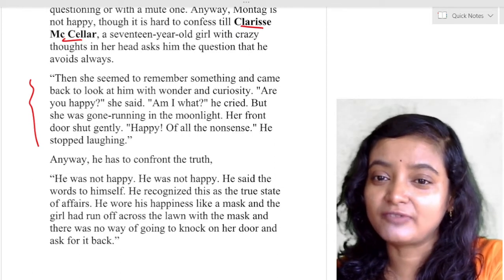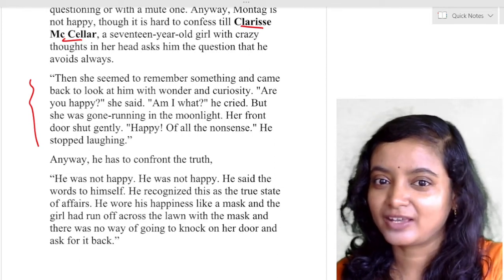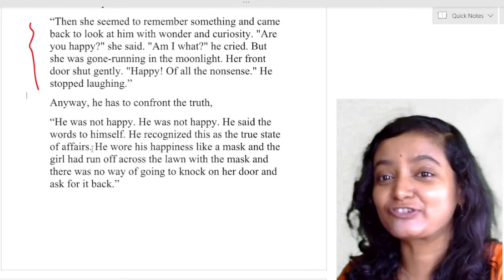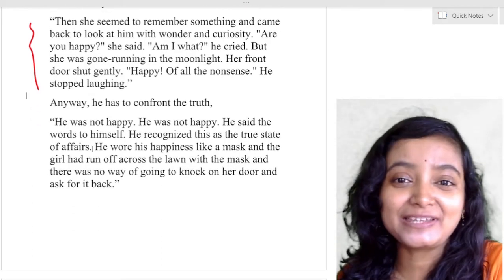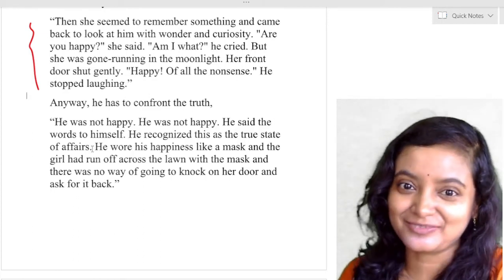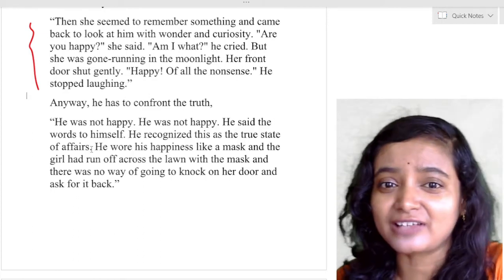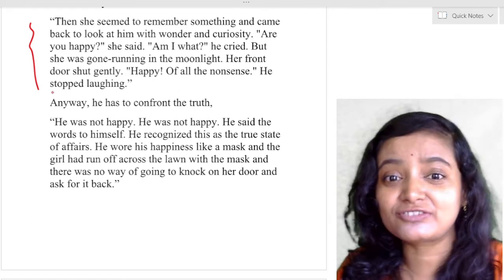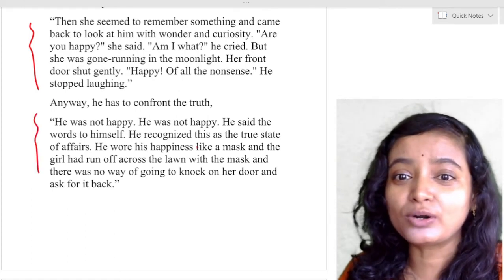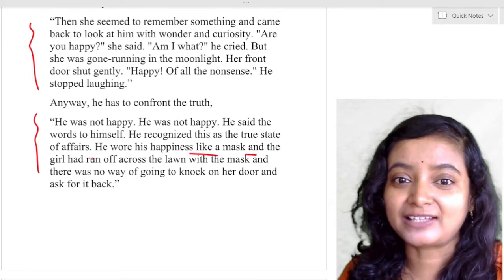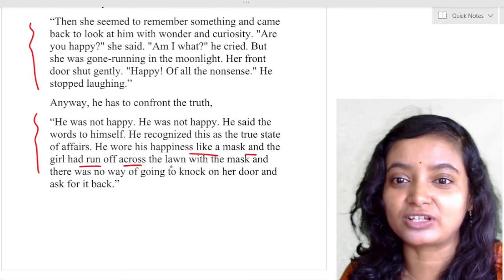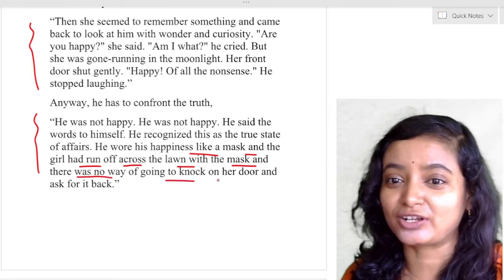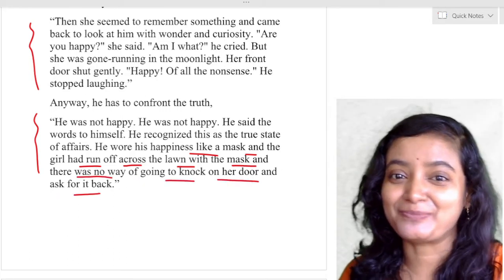"Happy, of all the nonsense." He stopped laughing. Anyway, he has to confront the truth. Happiness, being happy, is not nonsense. He was not happy, he was not happy. He said the words to himself. He recognized this as a true state of affairs. He wore his happiness like a mask, and the girl had run off across the lawn with the mask, and there was no way of going to knock on her door and ask for it back.